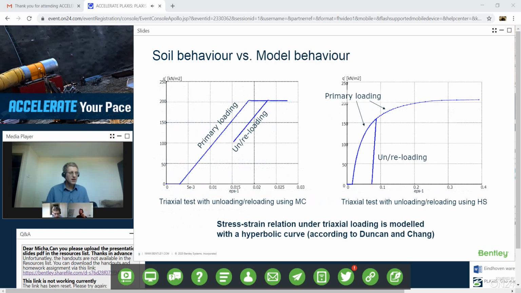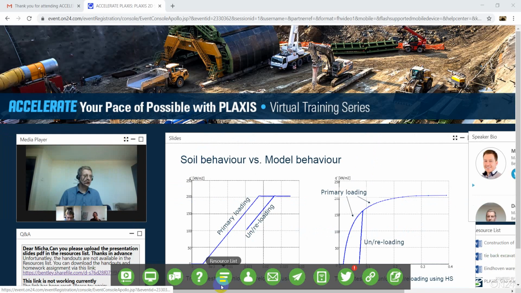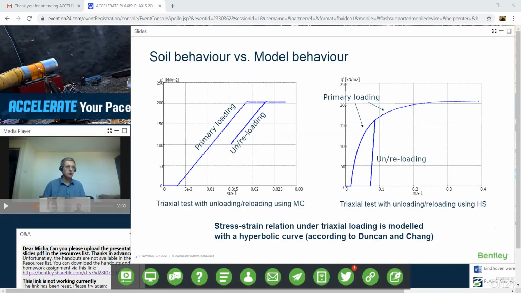Now, this is very simple. I just simulated a drained triaxial test here with the Mohr-Coulomb model, which is the graph on the left, and with the hardening soil model, which is the graph on the right, just to see the difference. In the Mohr-Coulomb model, this is, let's say, primary loading. It's normally consolidated soil. It's primary loading, but it's perfectly elastic. Therefore, we get a straight line up, a diagonal line, but it's straight.